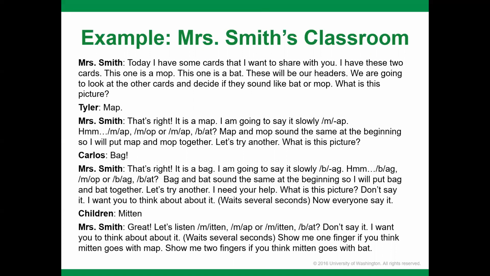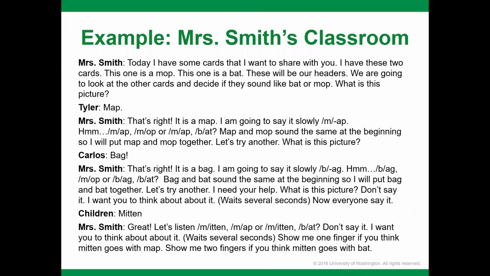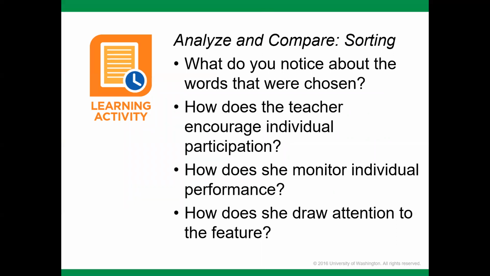Now in this example, what did you notice? We could go back to the questions. What did you notice about the words that were chosen? The words that she chose are easy words that preschool age children will usually know. And the skill that she was trying to teach them is finding words that have the same beginning sound. So she's teaching them to recognize similarities of beginning sounds. She used map and mop, bat and bag, mitten, map, and mop.